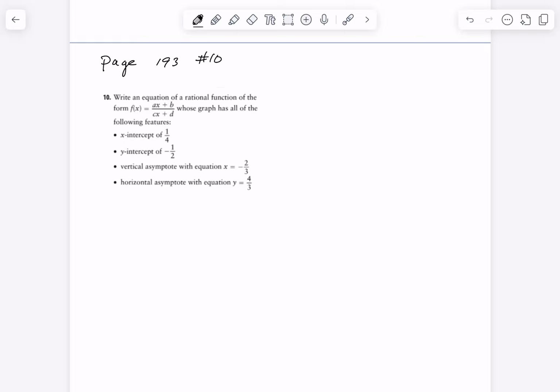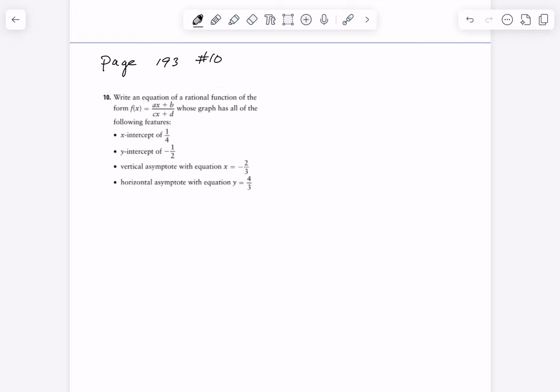All right, so this is number 10 from page 193 now, okay? And again, this is asking us to come up with an equation for a rational function with some conditions. But it wants us in that form, like ax plus b divided by cx plus d. So what I'm going to do is write some factual statements based on the conditions that I see there. I'm just going to write a list of factual things that I think will lend themselves to us trying to solve this puzzle, basically.